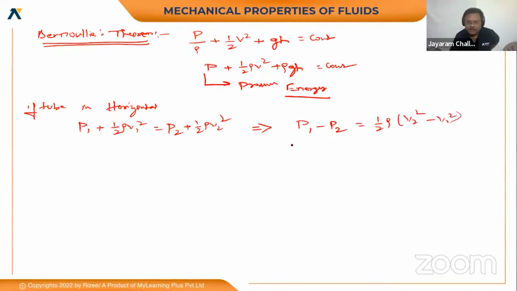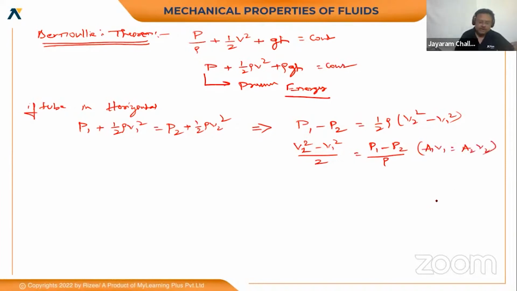So if density also comes to this side, then (v2 square minus v1 square) by 2 is equal to the pressure difference (p1 minus p2) by rho, density, you can write. So by using the relation a1 v1 is equal to a2 v2, in the sense of the equation of continuity, you can find the v1 and v2 values.